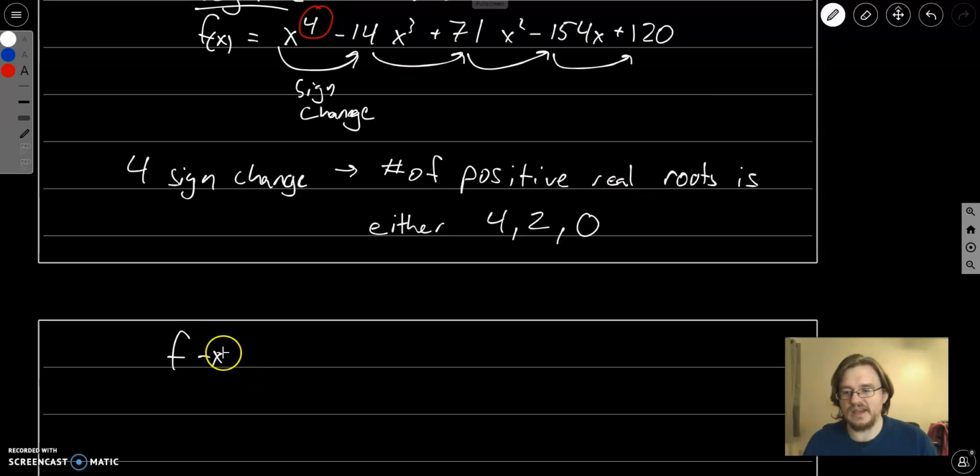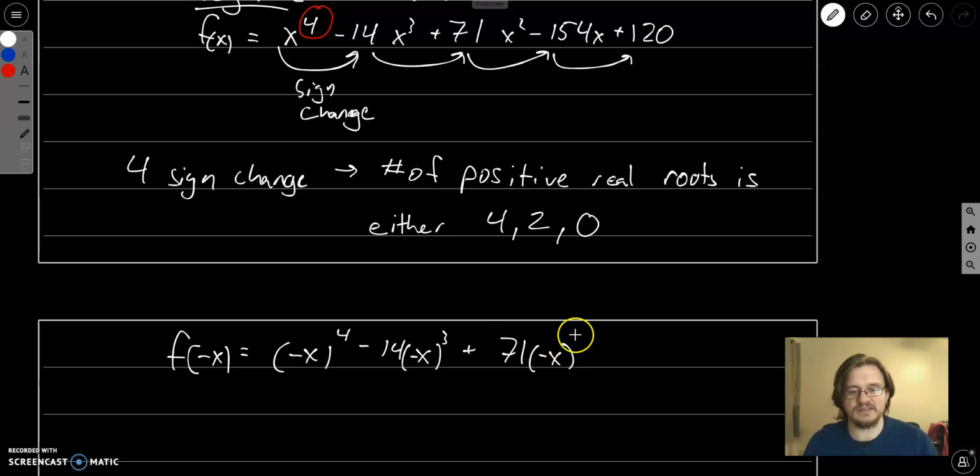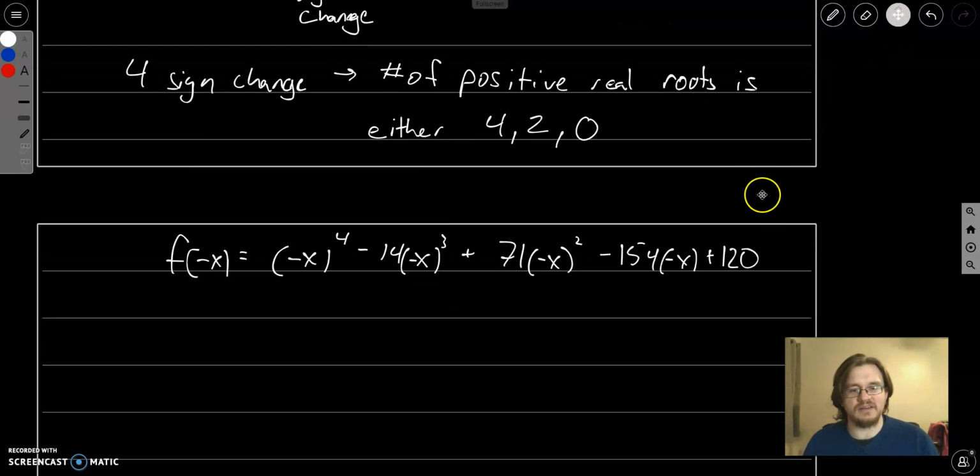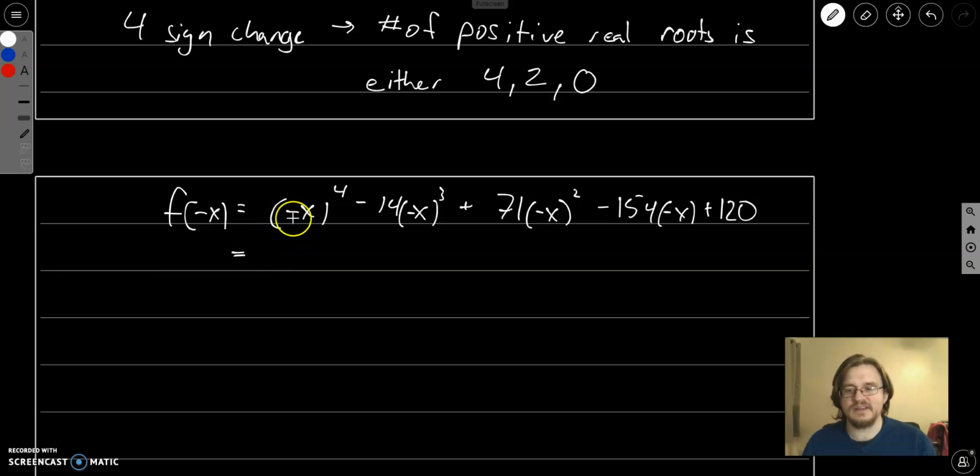So f of negative x is going to be negative x to the 4th minus 14 times negative x cubed plus 71 times negative x squared minus 154 times negative x plus 120. So far so good. Let's simplify this. Negative x to the fourth power is negative x times negative x times negative x times negative x. Two of the negative signs cancel, the other two of the negative signs cancel, and we'll just get x to the fourth. Negative 14 times negative x to the third power, all of those negative signs cancel.